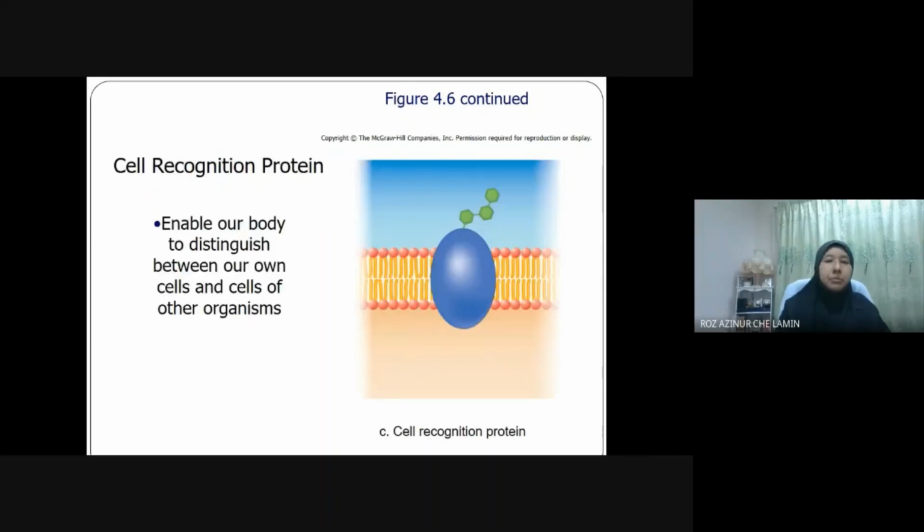Next is the cell recognition protein. This type of protein enables your body to distinguish between your own cells and cells of other organisms. This is the protein which has a specific molecule that makes your cell very specific, so that your cell can recognize which one is part of your body. Like, say, bacteria don't have that specific molecule, so your body can recognize this is a foreign cell.